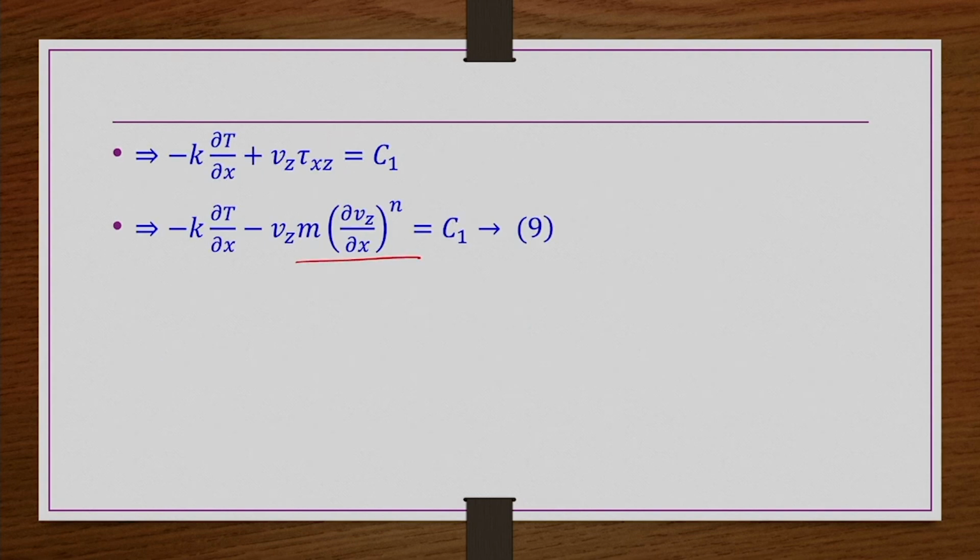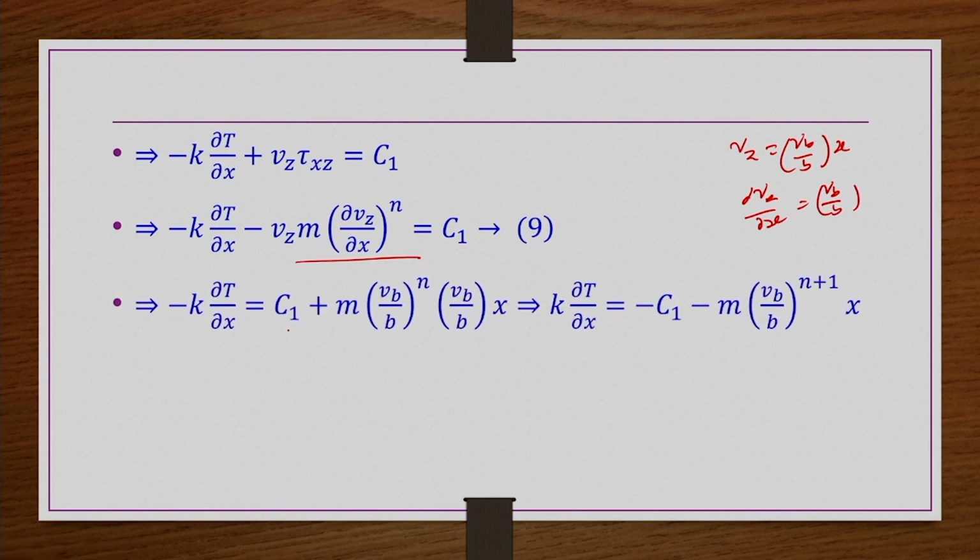Now, dou Vz by dou x is nothing but Vb by b, because Vz is equal to Vb by b multiplied by x. So, dou Vz by dou x is going to be Vb by b. So, here in place of dou Vz by dou x we can write Vb by b whole power n. So, minus K dou T by dou x is equal to C1 plus m Vb by b whole power n Vb by b x. This Vb by b x is coming because of the Vz term, and this is coming because of the dou Vz by dou x term. So, m x Vb by b whole power n plus 1 we should have.